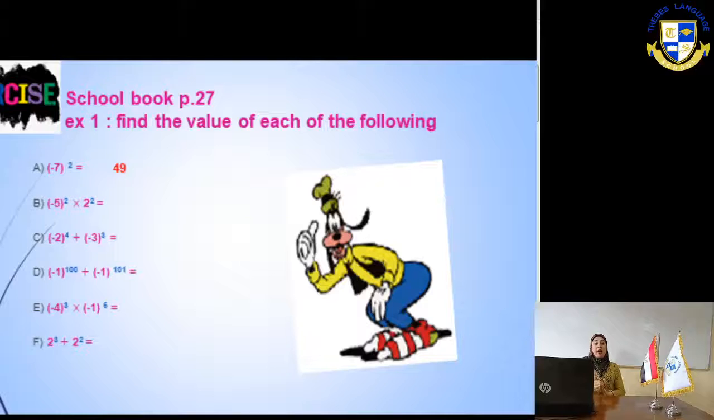So negative 5 up to power 2 will be 25. 2 up to power 2 will be 4. I'll multiply 25 by 4, it will be 100.